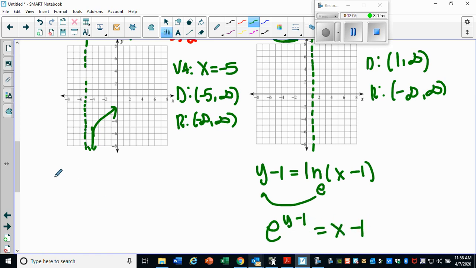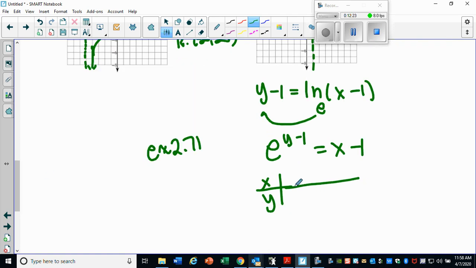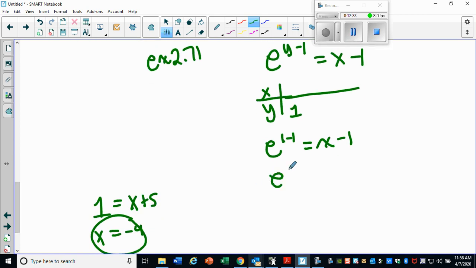Now for this one, you're just going to have to estimate your e. Remember, e is going to be about 2.71. All right, so let's just pick a nice easy point here when we're picking y. I'm just going to pick y is equal to 1 because that's going to give me 1 minus 1 is 0. Okay, and that gives me e to the 0 equals x minus 1. E to the 0 is 1. And that gives me x is equal to 2.